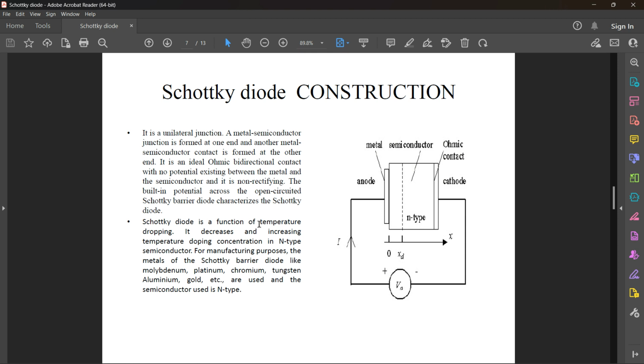It is an ideal ohmic bidirectional contact with no potential existing between the metal and the semiconductor, and so it is non-rectifying. In other diodes, there may be two semiconductors, majority and minority, so movement of electrons will be there. Each electron has a little amount of current flowing with it, but here it is not there, no built-in potential across the open circuited Schottky barrier diode. The Schottky diode is a function of temperature and doping concentration in the n-type semiconductor. For manufacturing, metals such as molybdenum, platinum, chromium, tungsten, aluminium, gold, etc. are used, and the semiconductor used is n-type only.